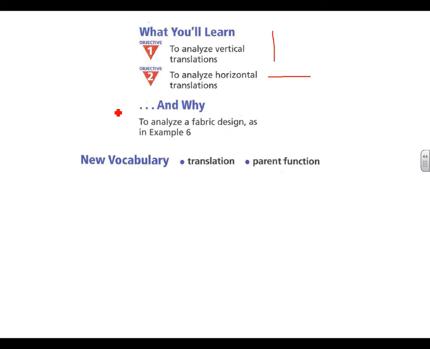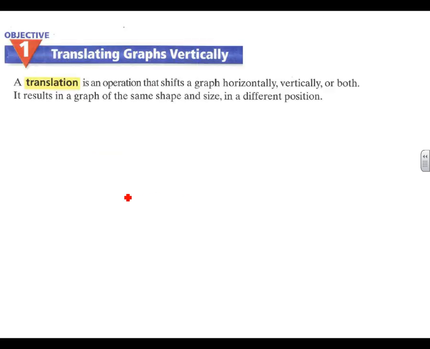Okay, and so we'll see a Y example in example 6, but before we get there, we're going to need two vocab words, translation, and we're going to need parent function. So we'll get to those right now.